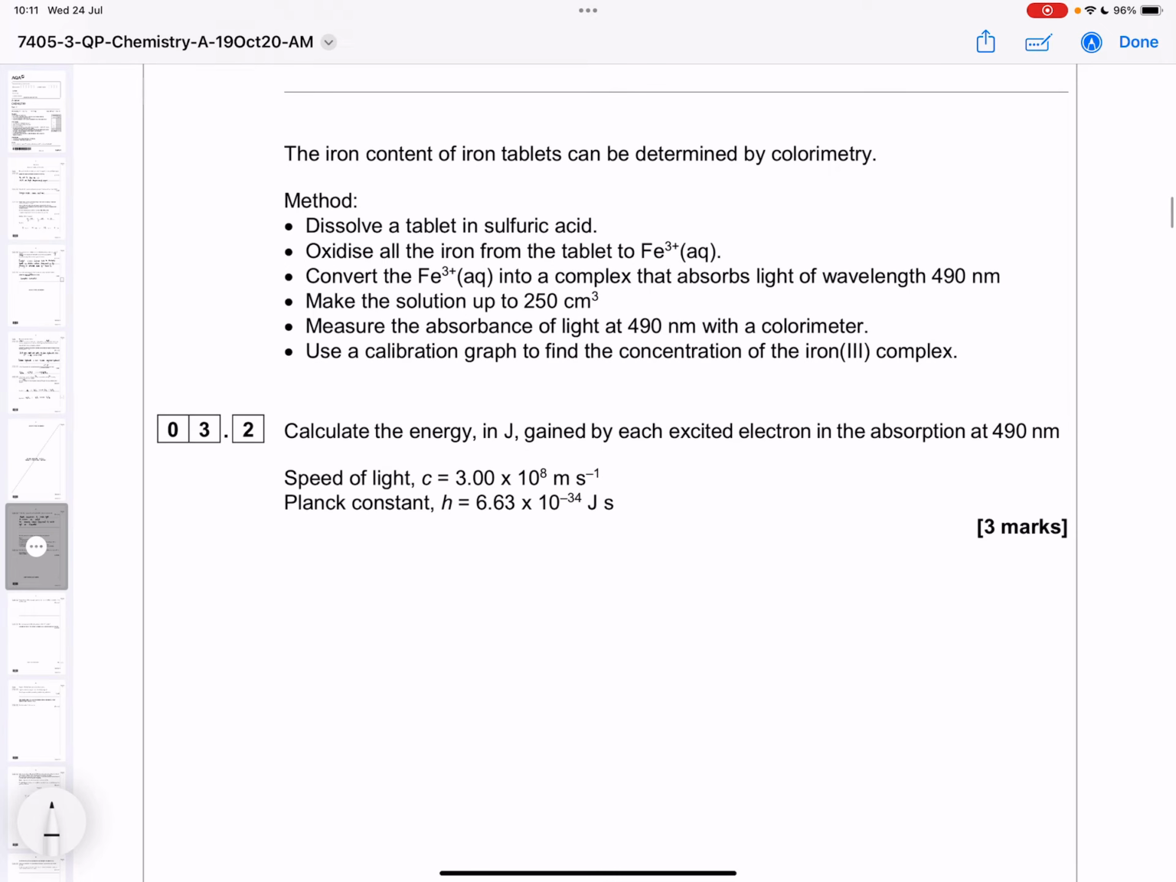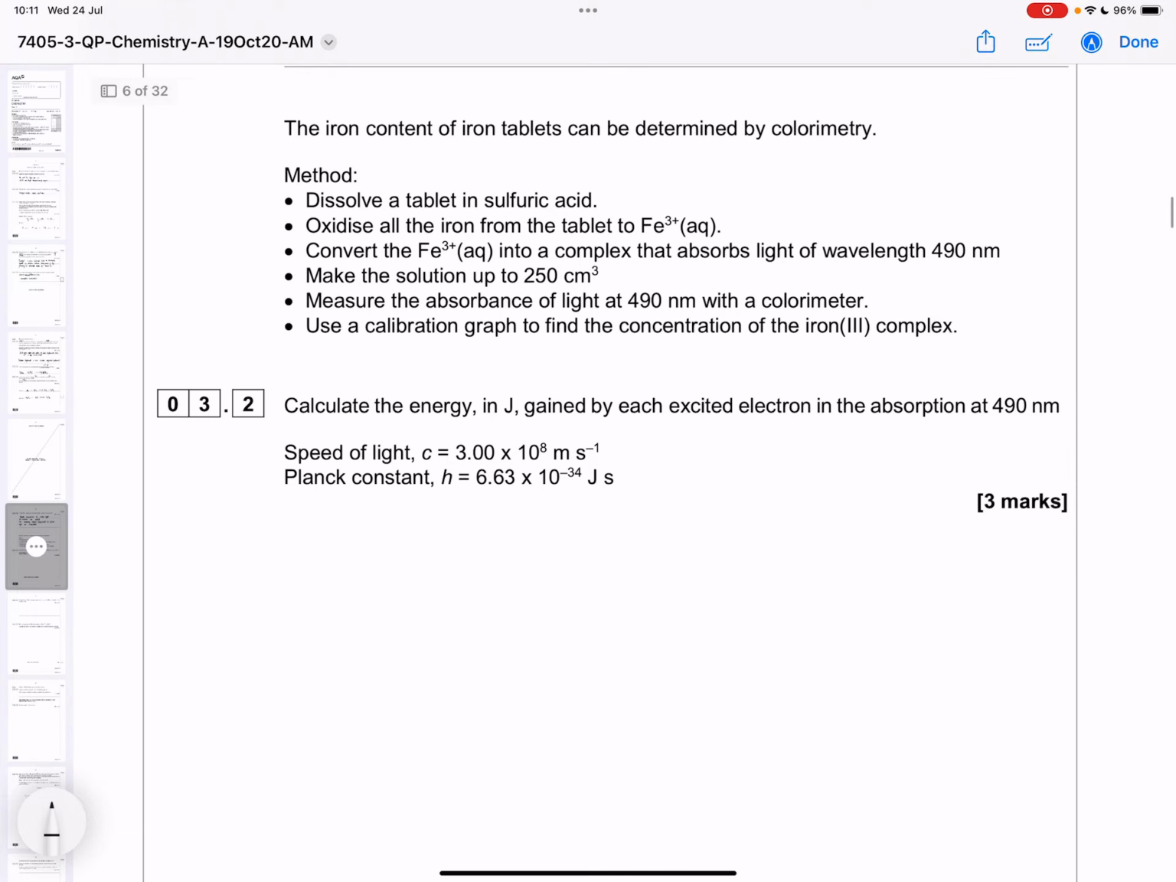The iron content of iron tablets can be determined by colorimetry method. Dissolve a tablet in sulfuric acid, oxidize all the iron to Fe3+. So all the iron becomes Fe3+. So whether it was iron(II) or iron(III), it's going to become Fe3+. Convert the Fe3+ into a complex that absorbs light at 490 nanometers.